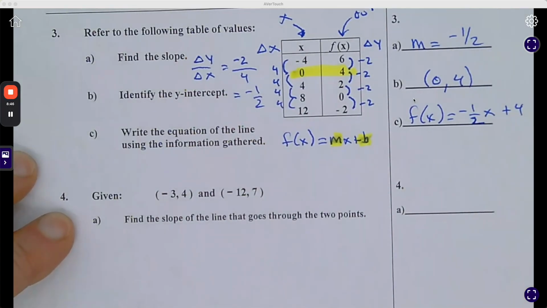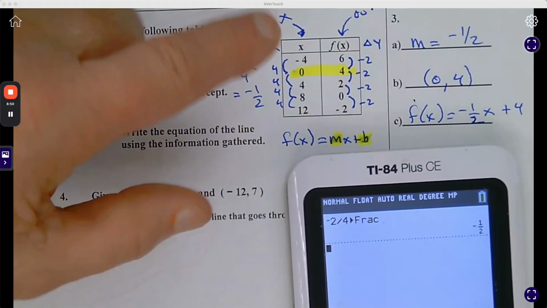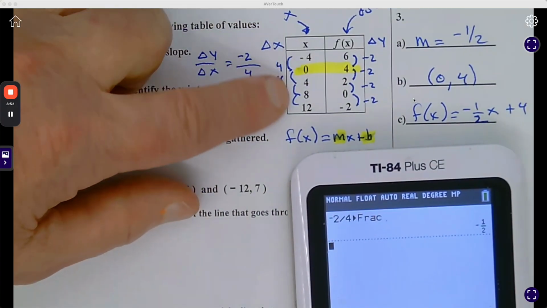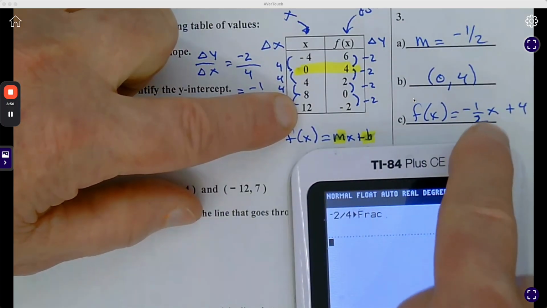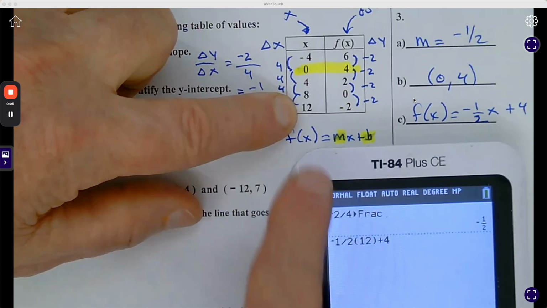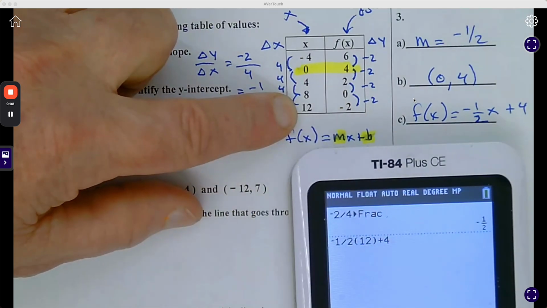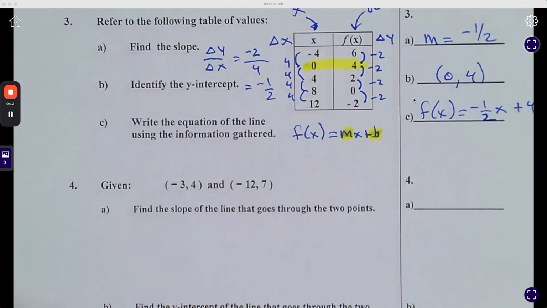Now, if you wanted to check it, you could. You could pretty easily take any of the x values. I'm going to take 12, and I'm going to substitute it in for that x. So I'm going to do negative 1 divided by 2 times 12 plus 4. Now, if I did this right, that should equal the output negative 2. Okay, this was the tough one.